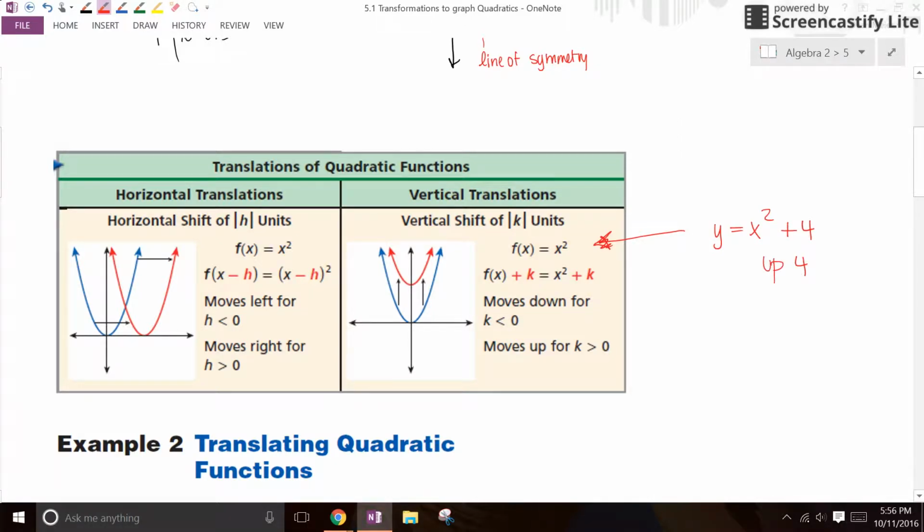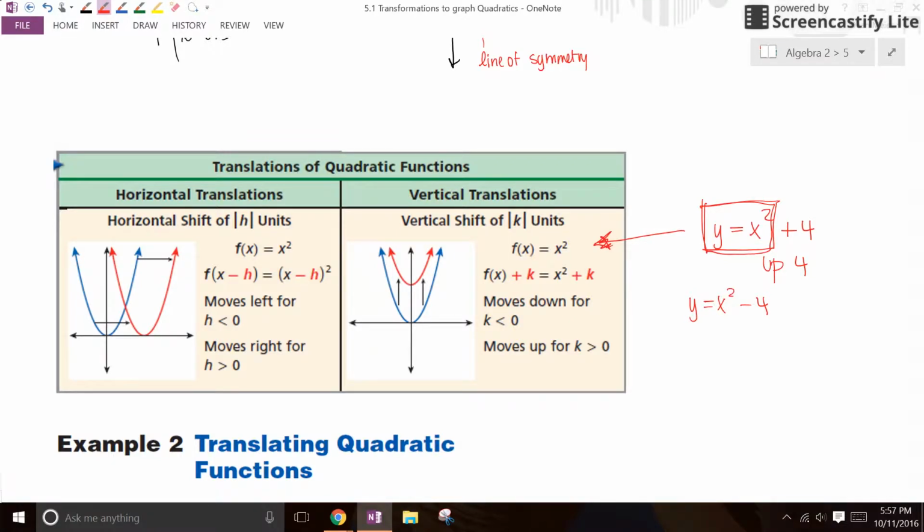That's what all this stuff is saying, right? If you add something to the entire graph, remember, this is the parent function. This is the parabola. That's the graph. If you add it to the entire graph, you have just moved that graph up. And if you're going to subtract, you're going to move it down. So if I wanted to move the parabola down 4, I would just take x squared and put minus 4 on the back. That would take that entire parabola and move it down 4.